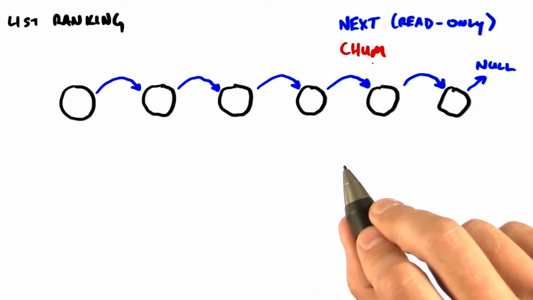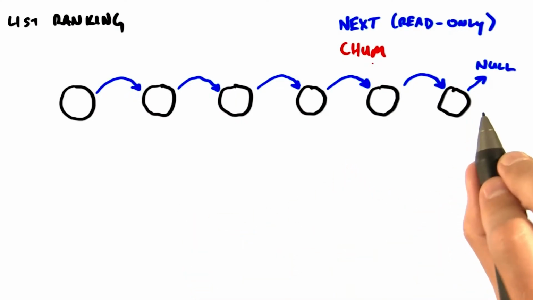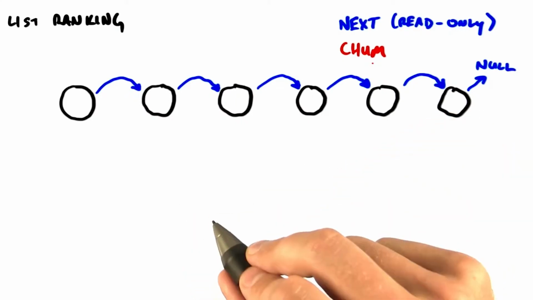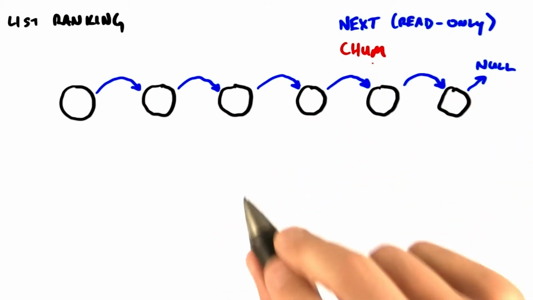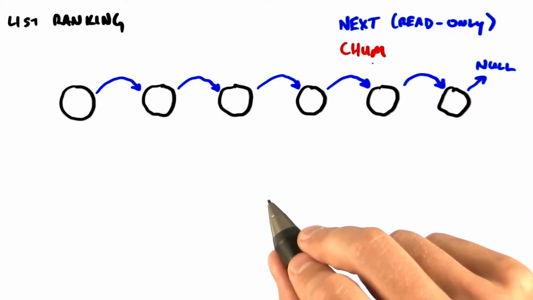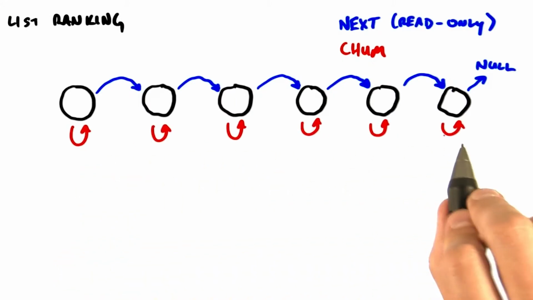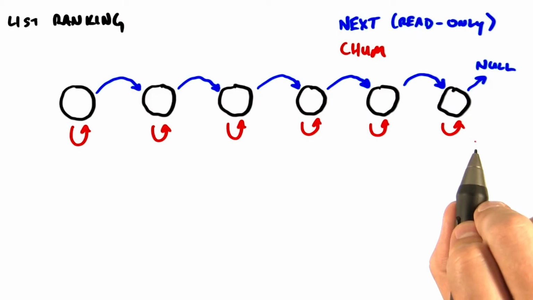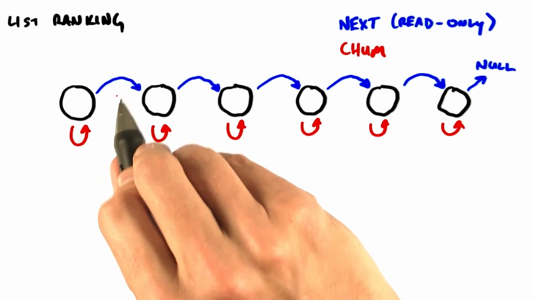And at the end of the algorithm, we want each node's chum pointer to point to the last node in the chain. So the straightforward algorithm is, on each iteration, on each node, set chum to next until we reach a node where next is null. So we'll start off by making all chum pointers point to their own nodes. That's how we're going to initialize them. And again, on each iteration, we will set chum to the next pointer.